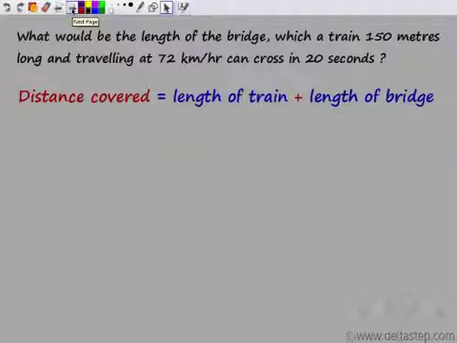Now I know the length of the train, which is 150 meters. I want to find the length of the bridge. So I need to find the distance covered for that. So we need to find the distance, and distance can be found by speed into time. We know the speed of the train, which is 72 kilometers per hour. We know the time that it takes, which is 20 seconds.